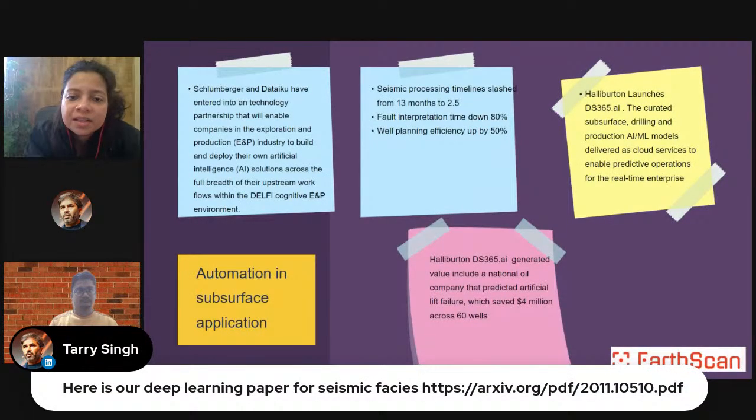Then maybe this is more geared toward oil and gas, but you all know about Schlumberger, Halliburton mostly. Schlumberger has partnered with Data IQ, and they are using AI solutions in their upstream work. For example, seismic processing time they have slashed from 13 months to 2.5 months. This was one of the very tedious and very expensive tasks in the oil and gas industry, and it has definitely been improved here.